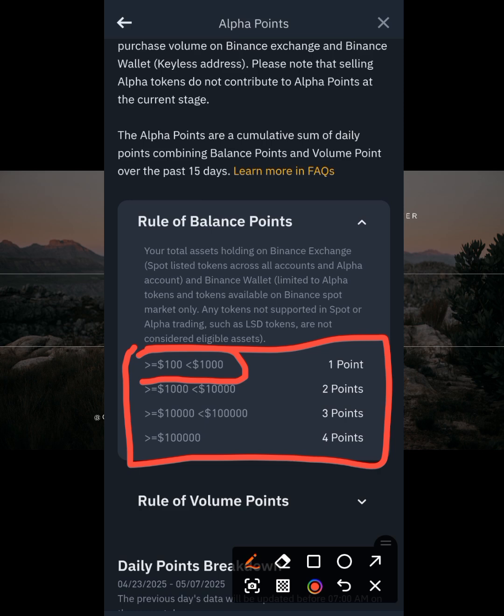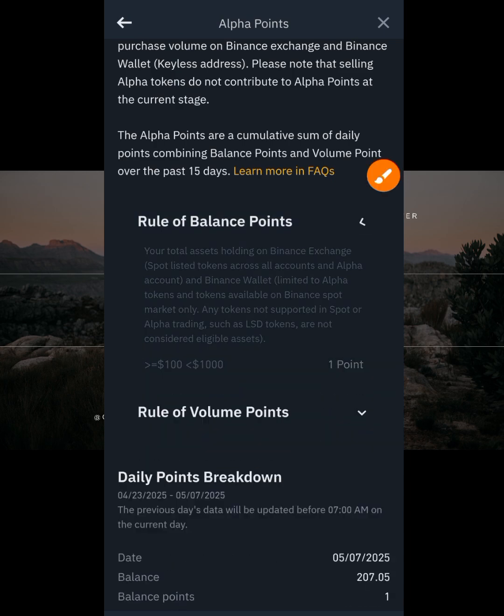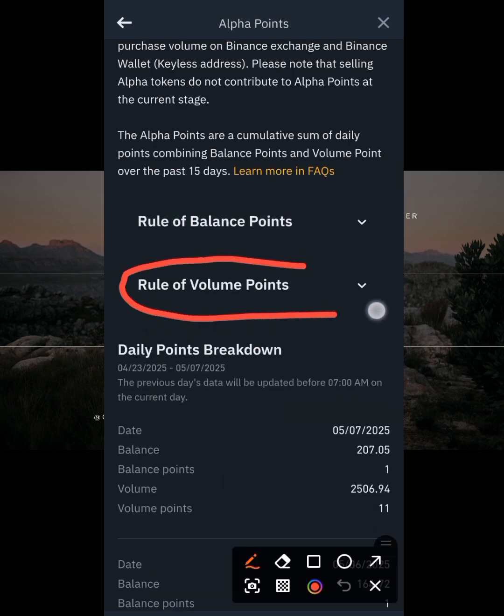If you hold $1,000 to $10,000, you'll be earning 2 points, which is very little. That's why I told you that the target is not to earn based on balance. The target is to earn based on volume, and that brings us to the second one, which is the rule of volume points.